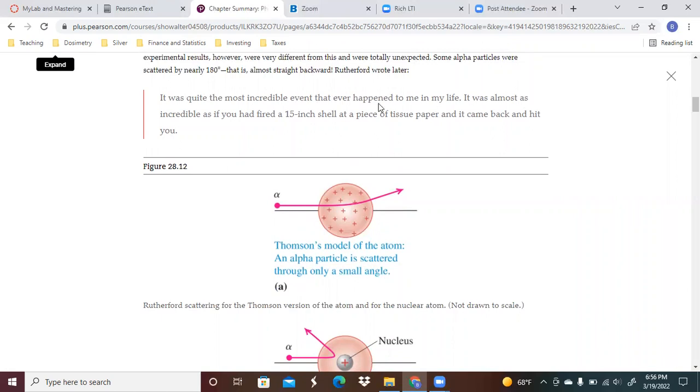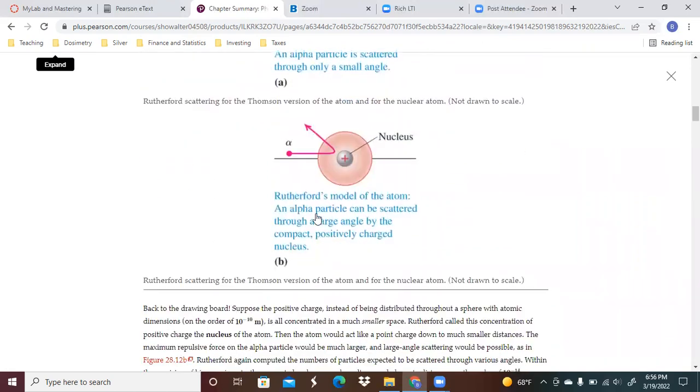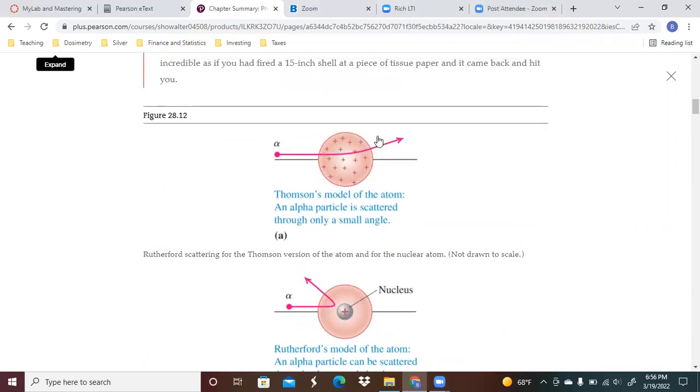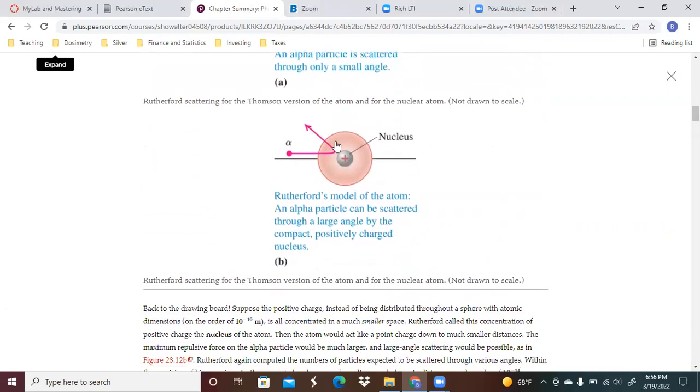That basically was a pretty incredible find. It's almost as if you fired a 15-inch shell at a piece of tissue paper and it came back and hit you. This is what was going on. You could see some really rather large deflections. You can't have that really going on with this model. That model of the atom is not going to work.